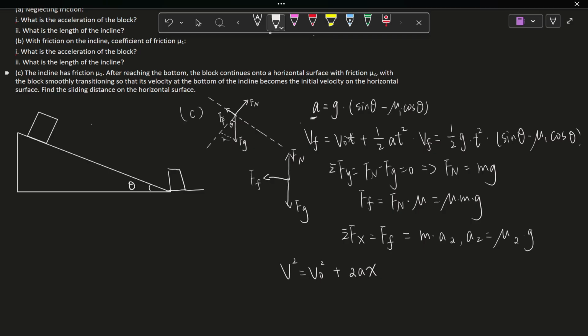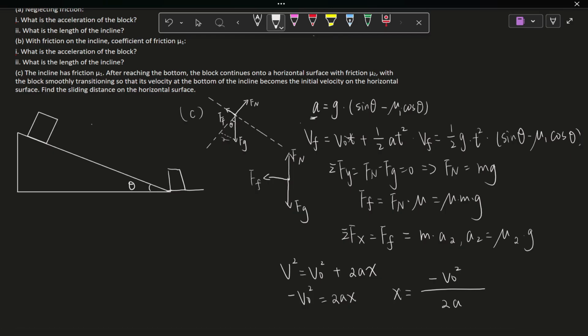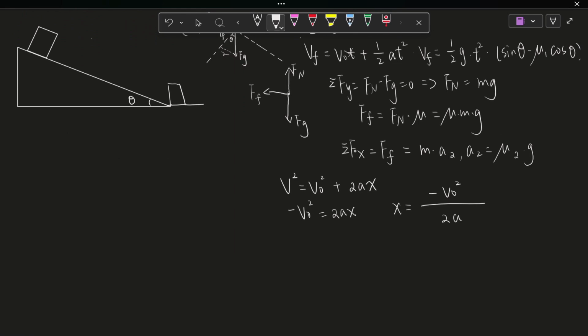Since the object comes to rest at the end, v is equal to 0. So negative v naught squared is equal to 2ax. Now we can find x, which is equal to negative v naught squared over 2a. However, over here it's asking you the distance, which means it must be positive. And v naught squared is positive, right? And for 2a, we can just plug in the magnitude, which is also positive, so that x distance is actually equal to positive v naught squared over 2a.